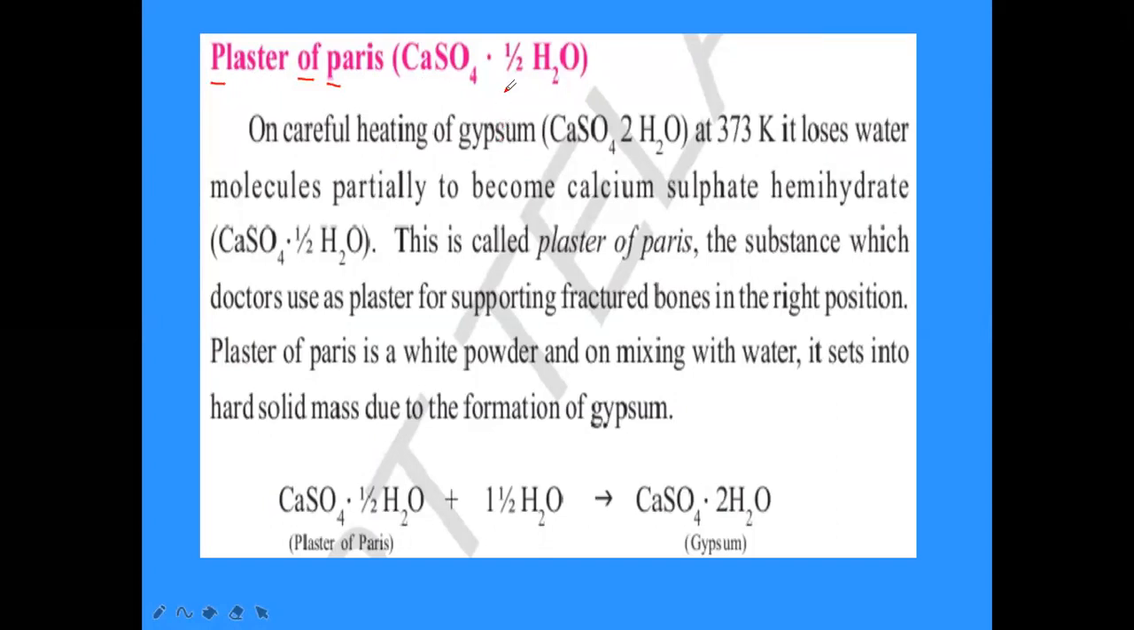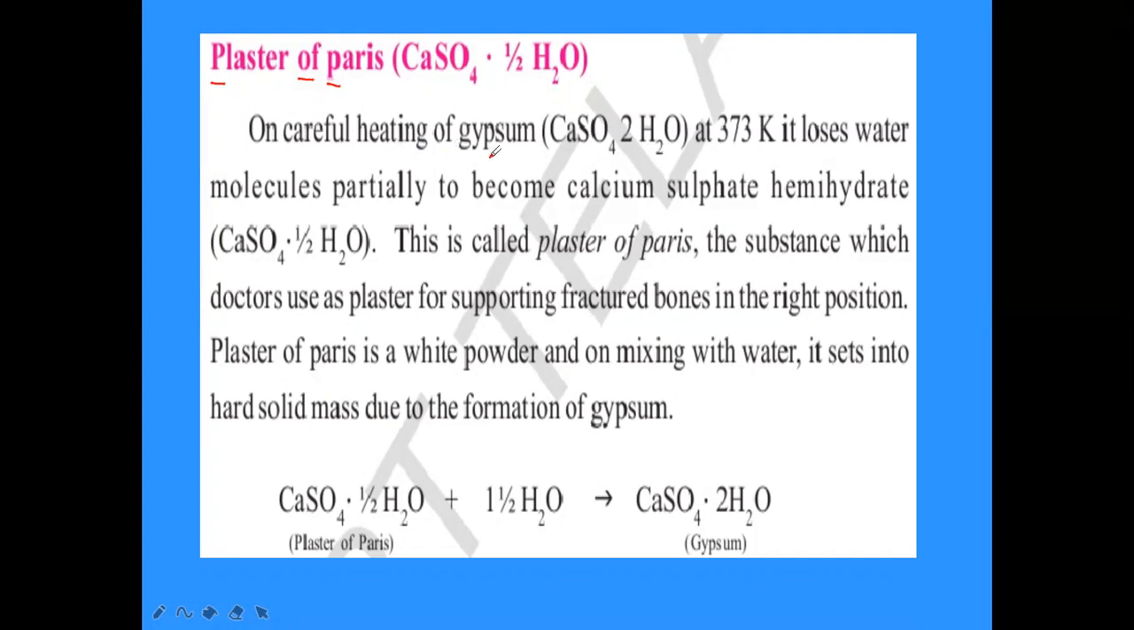Sometimes the same thing we can also write like this: 2CaSO4 dot 1H2O. If you don't want to write one by two, you can write 1H2O by doubling the half. Half into 2 is 1. If you write 1H2O, it should be written as 2CaSO4, that is 2 moles CaSO4 dot 1H2O. Otherwise, CaSO4 1 mole and half mole H2O we can write. This half H2O is the water of crystallization. So that is plaster of Paris.